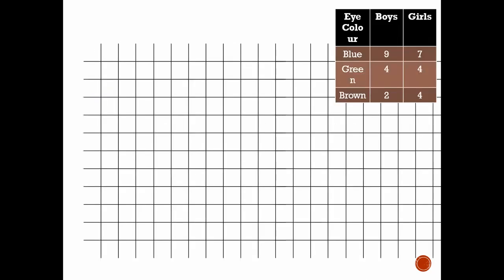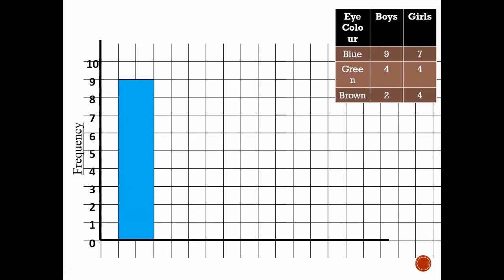Let's say for example, eye color. You're going to do a survey on the eye color of the students. You have two types of students, which are boys and girls, two different genders. And then you have three eye colors, which are blue, green, and brown. So how are you going to display this in the bar chart? It's the same thing, same rules. The y-axis is going to be the frequency. The x-axis is going to be the eye color.